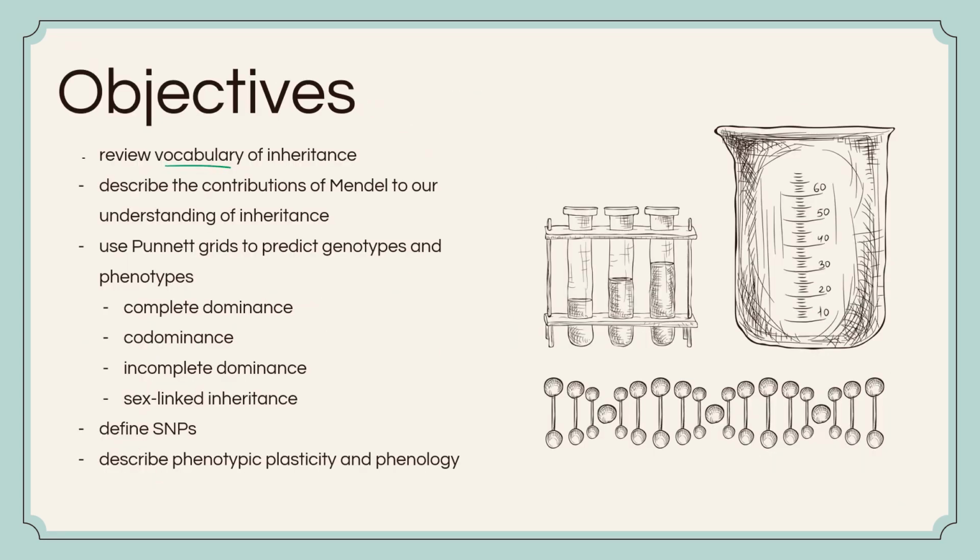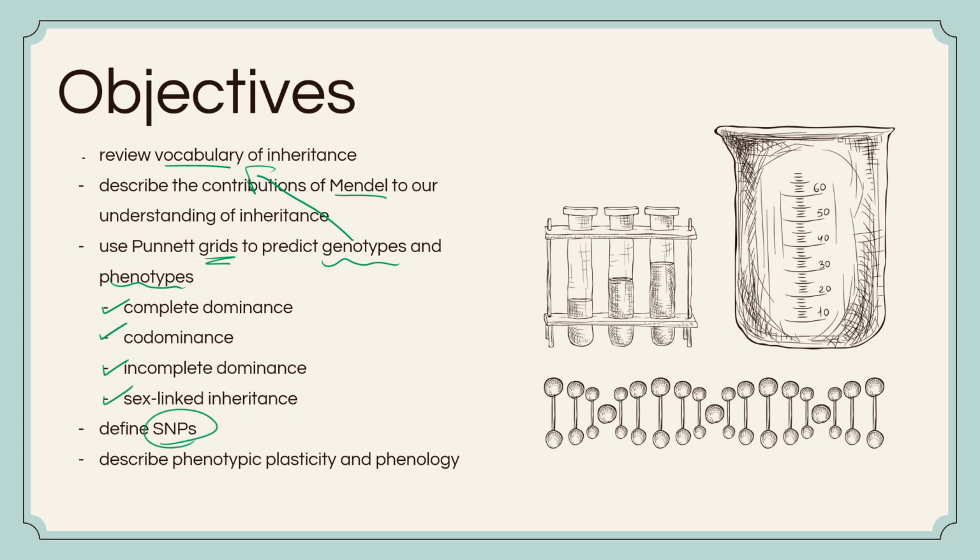We're going to review the vocabulary of inheritance, talk about the contributions of Mendel to our understanding. We're going to use those Punnett grids, also known as Punnett squares, to predict some genotypes and some phenotypes. Those will be included in the vocabulary that we're going to look at. Some of those different inheritance patterns that we are going to complete some Punnett grids for: complete dominance and codominance and incomplete dominance. We're also going to look at some sex-linked traits.